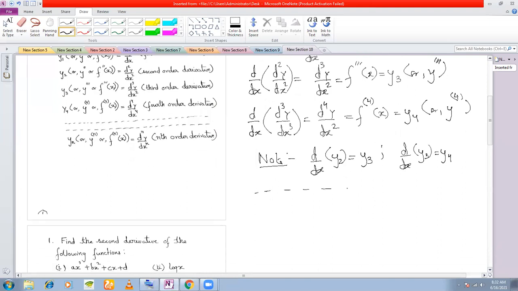This will continue. For your purpose, we hardly move to third order or fourth order differentiation. Almost all your problems will be based on second order differentiation. There is an nth order derivative also, but that is not in our scope.